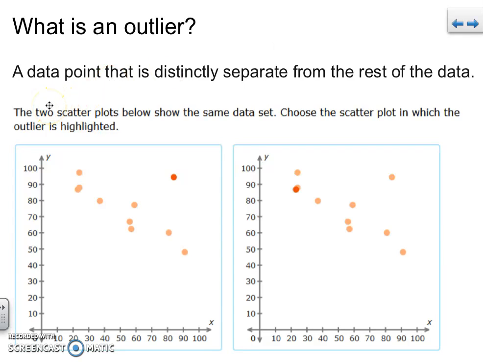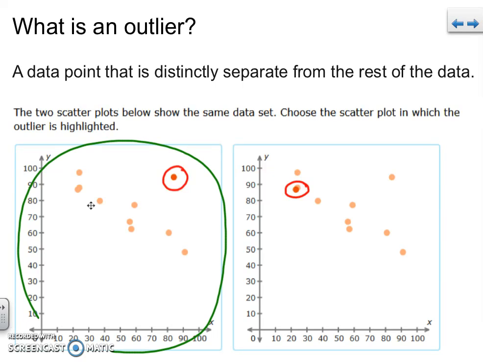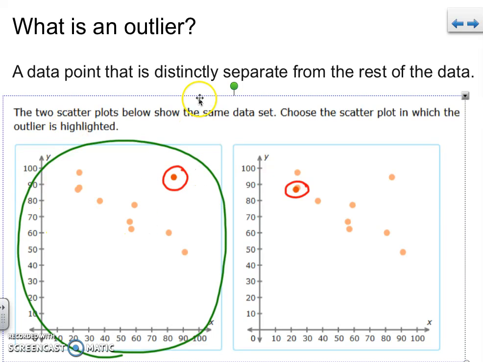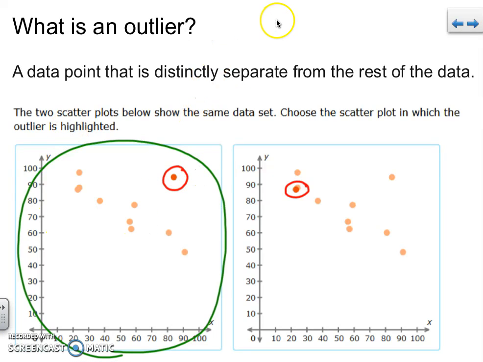So the question is, the two scatter plots below show the same data set. Choose the scatter plot in which the outlier is highlighted. So if you can't see, here is the highlighted one, and then here is the highlighted one. So it's basically asking, is the one on the left or the one on the right considered an outlier? And this would be our answer. Okay, so this problem right here contains the point that is an outlier. It contains the point that is outside of your data range, okay? So that's how you determine an outlier from a graph.